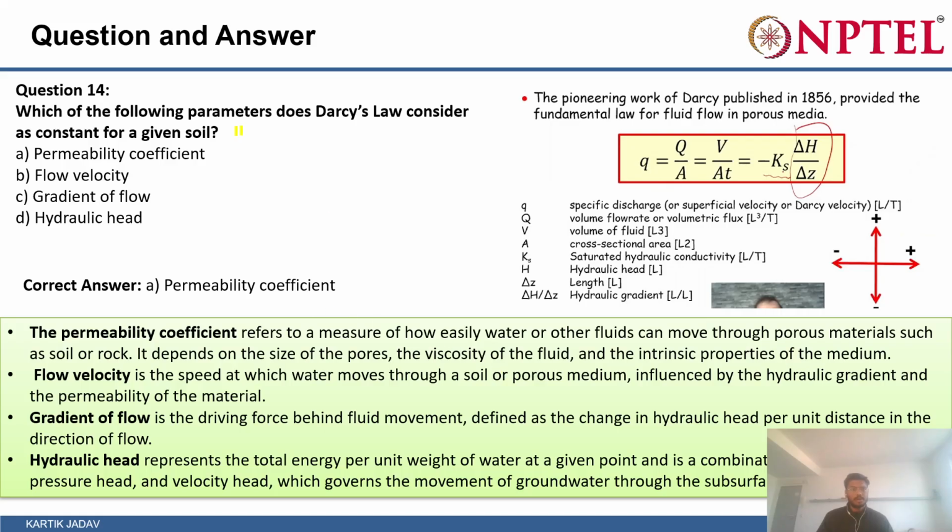Then, which of the following parameters does Darcy's law consider as a constant for a given soil? Yeah, we know that Darcy's flux is defined by K times i. Here i is basically the hydraulic gradient. You can also write it as delta H by L, where L is the length. So here K is the constant, also called the permeability.